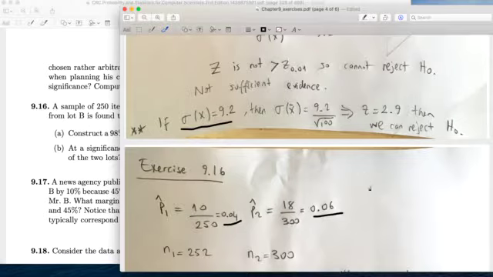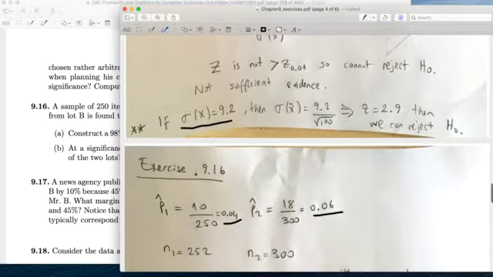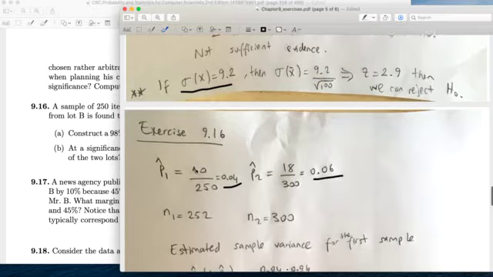But is it always minus, for example? Can we say, for example, that at this confidence level, P1 is always smaller than P2? Is the interval always negative or not? So let's see. Let's build a confidence interval at 98% confidence level.